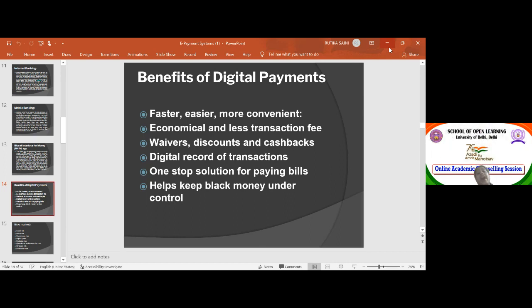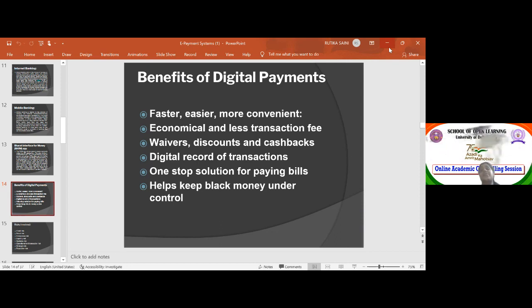Next, waivers, discounts, and cashbacks. This is one thing that is emerging these days. If you make the payment online, you can have chances of cashback. You can have more discounts. You can have more waivers. So they say that if you pay in cash, you would not get such things. But if you make the instant payment, then you can avail some additional discounts.